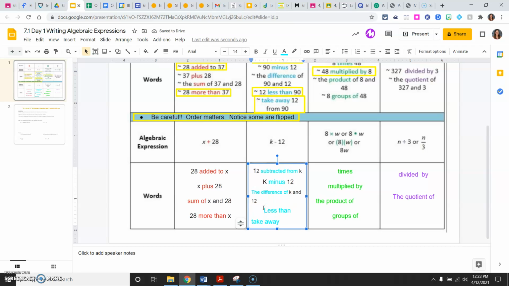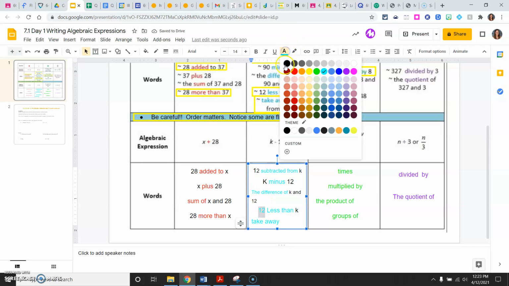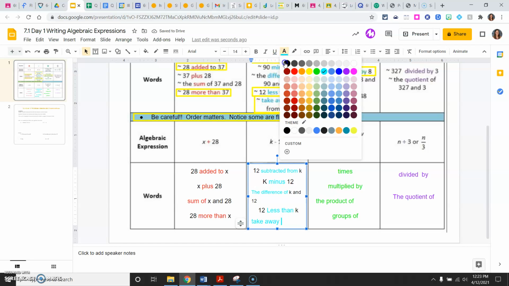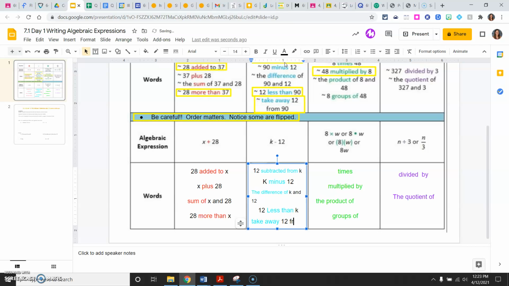This one is a flip-flop word, less than. It's going to be 12 less than k. K came first, it's bigger. Now it's harder to tell that, because we don't actually know its value. Okay, then we're going to take away, this is also a flip-flop word, take away 12 from k.